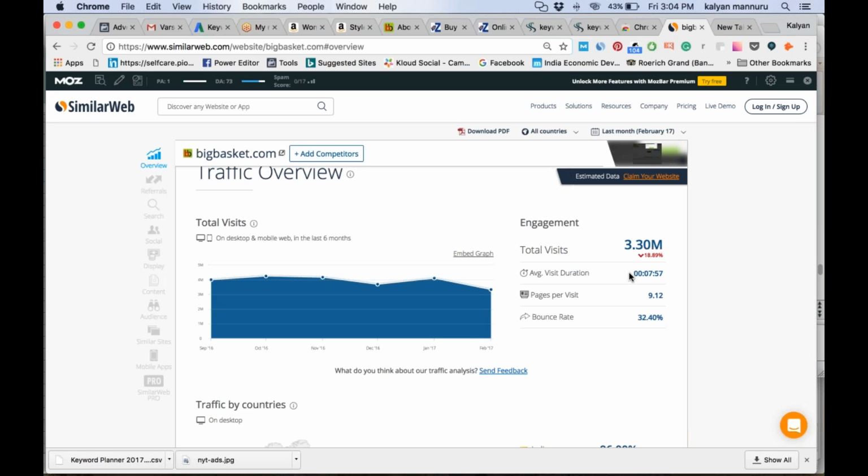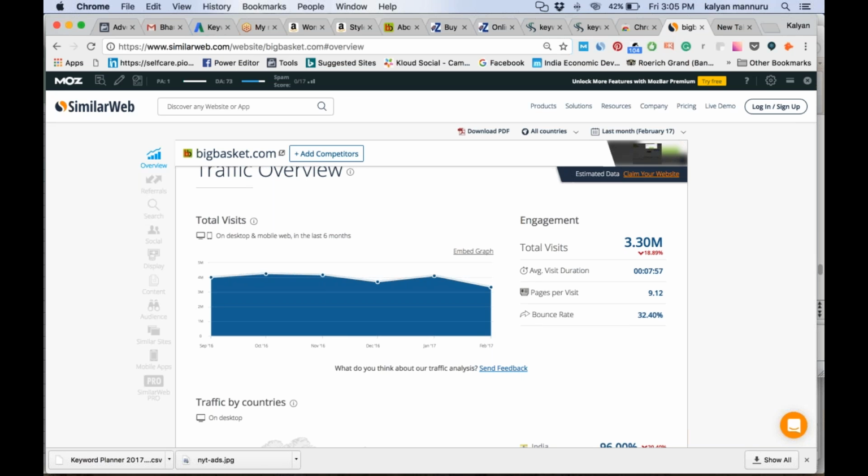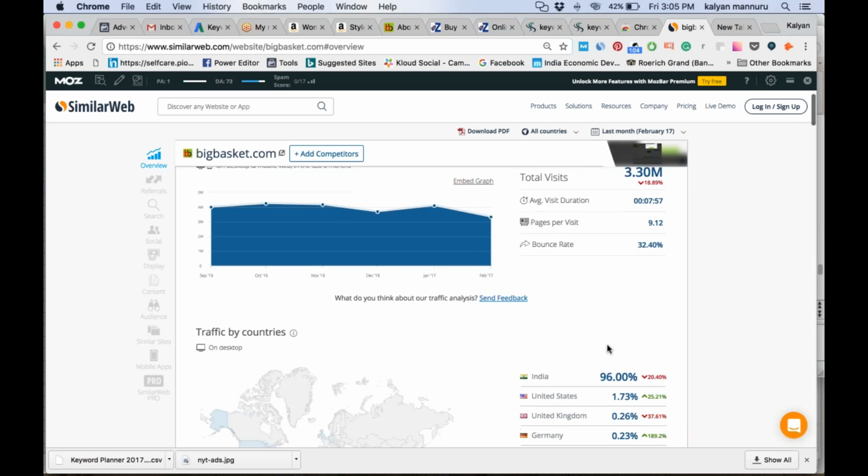So I can also understand the average site duration of each individual. Everyone who's visiting this particular page is at least spending 7 minutes 57 seconds on the page. That is a good number. And each visitor who is visiting this particular page is at least visiting 9 pages. Each visitor coming out of this 3.3 million, the average page visits are 9 pages, which is not bad again. So bounce rate you'll be learning in a different section.